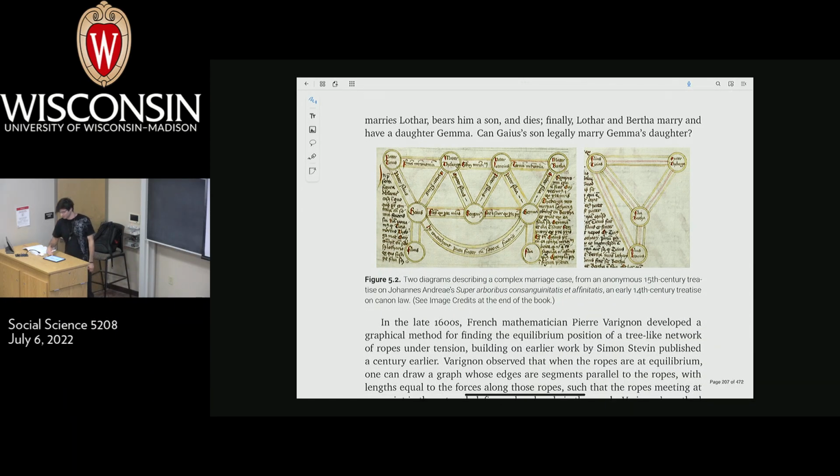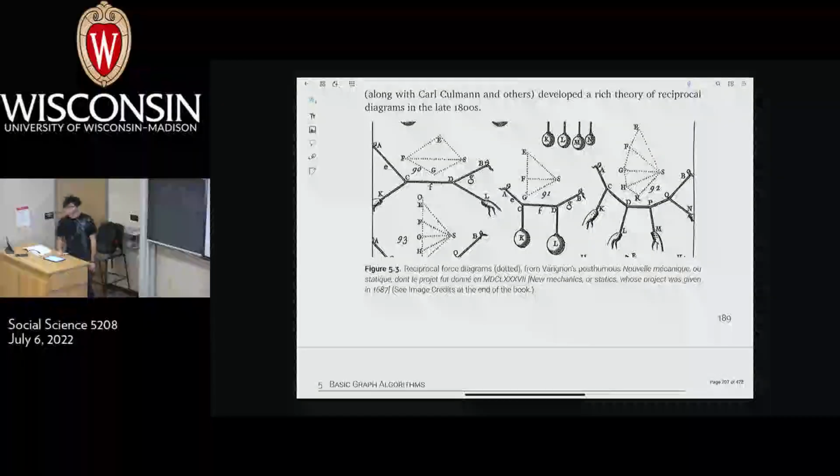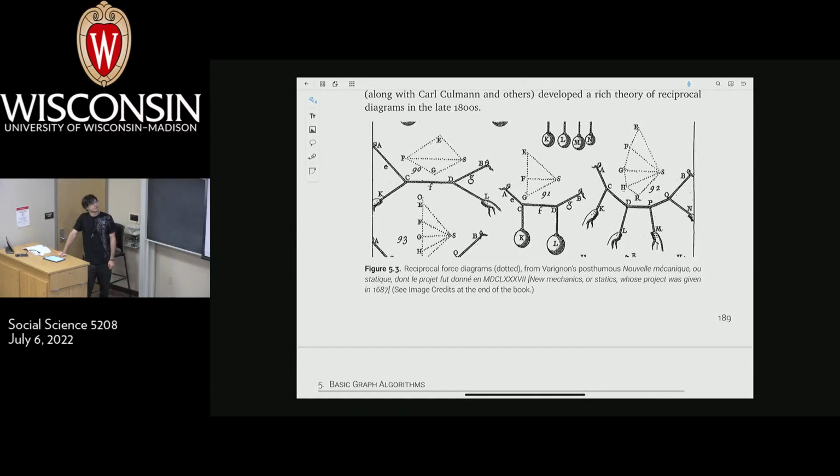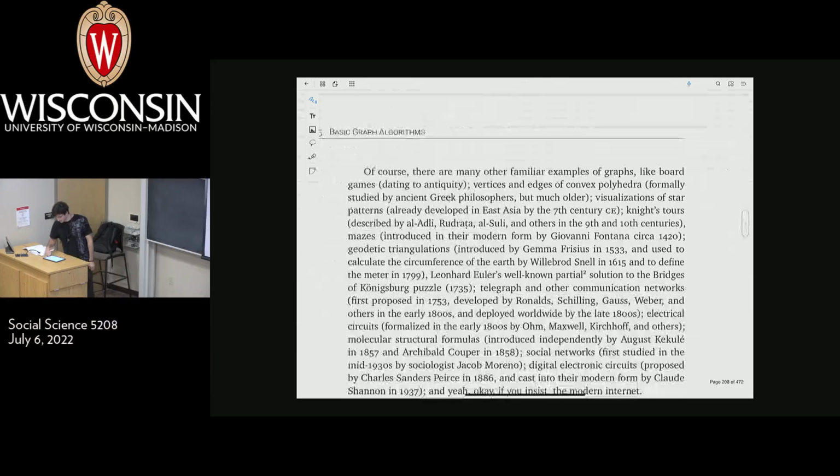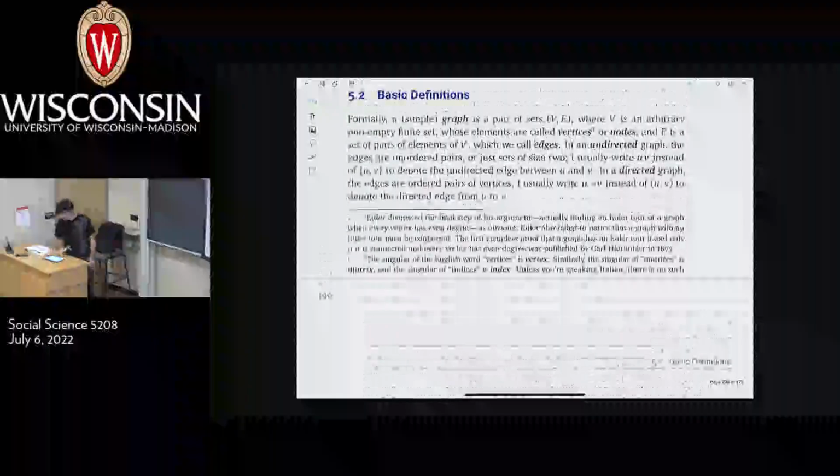Nodes and edges, really cool. This one's representing physics equilibria, which is kind of also super cool. They even drew like little balloons on there. A lot of cool pictures. So here's all the definitions.